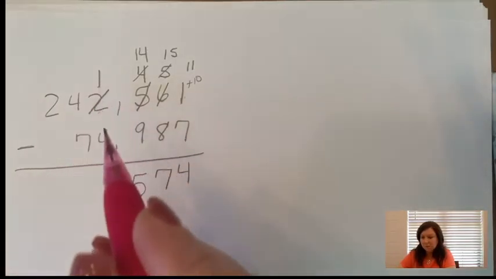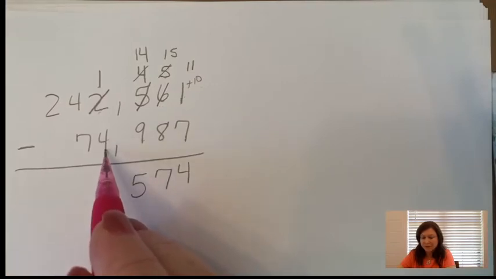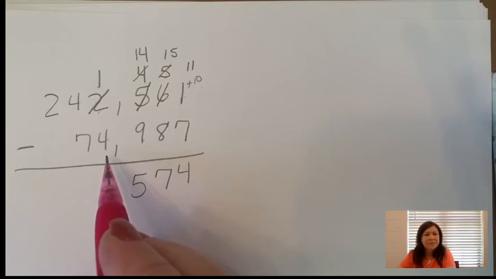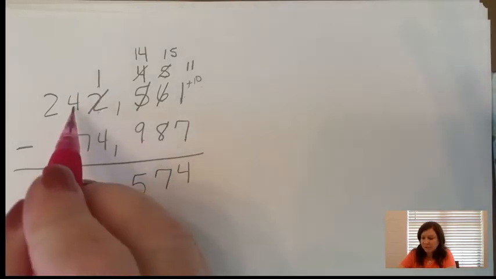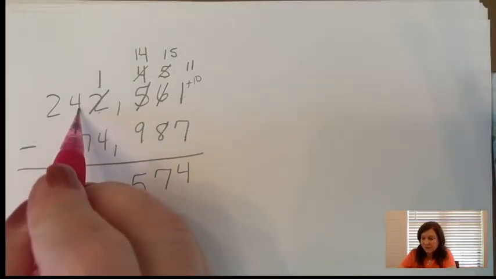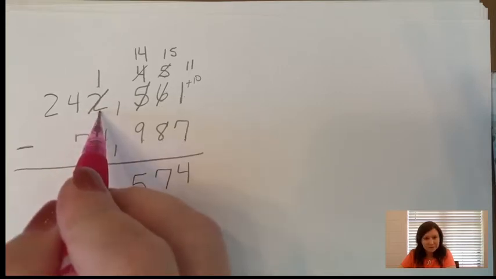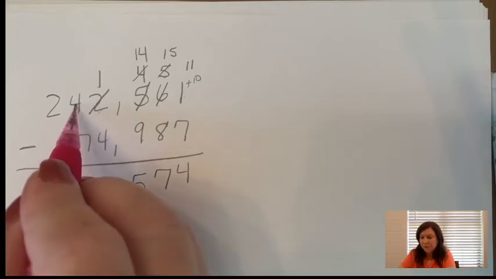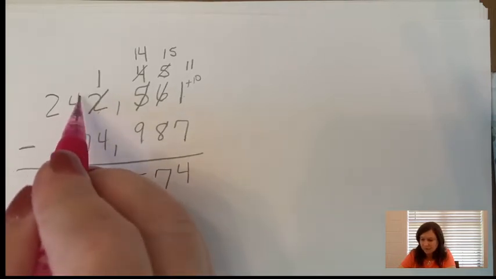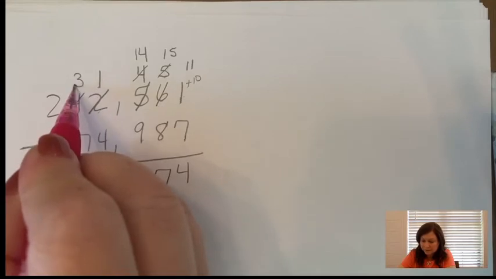All right, now let's move over to our thousands. 1,000 in our top number minus 4,000 in our bottom number. Can we do that? Nope. So we're going to have to come over to our 10,000s place, and we're going to have to subtract one of these and unbundle it into thousands. So instead of 4 10,000s, now we're going to have 3 10,000s.